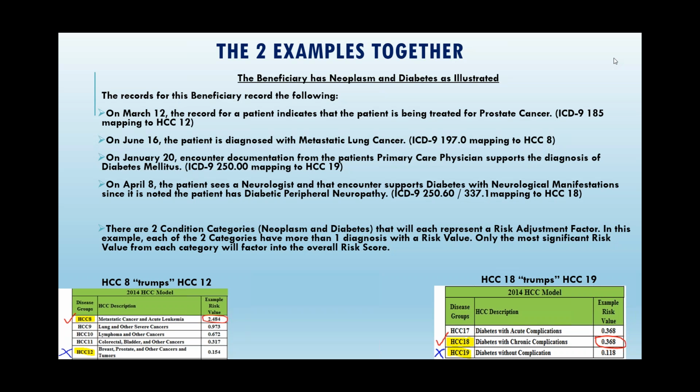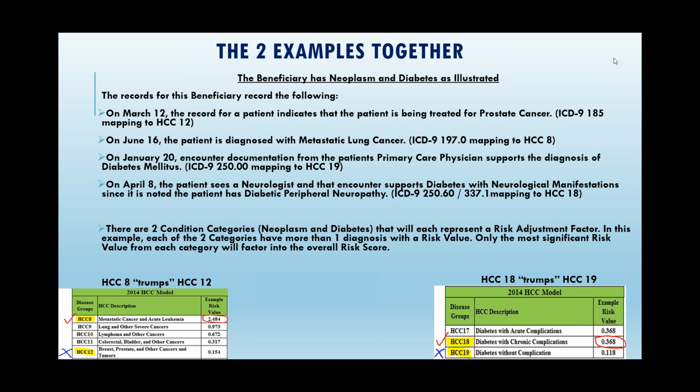On January 20th, encounter documentation of the patient's primary care physician supported the diagnosis of diabetes, ICD-9 250.00, which maps to HCC 19. And again, on April 8th, the patient sees a neurologist, and that encounter supports diabetes with neurological manifestations since it is noted that the patient has diabetic peripheral neuropathy, and the coding scenario for this would be ICD-9 250.60 as well as 337.1, and this will map to HCC 18.